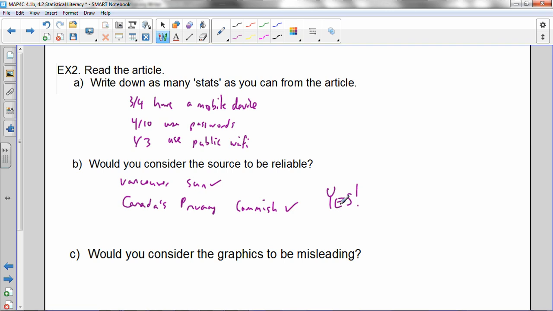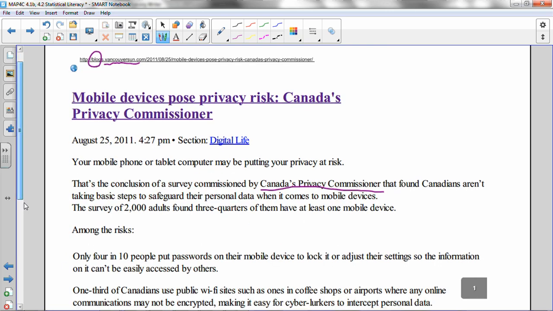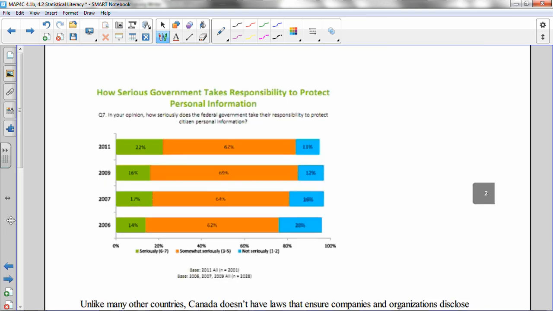Would you consider the graphics to be misleading? Let's have a look at the graphics here. Oh, there are the graphics. So are these misleading? How seriously government takes responsibility to protect personal information. And then green is people that said they take it seriously. Orange is somewhat seriously. And 11 is not seriously at all. And there's a scale along the bottom, so Mr. Restall, the math teacher's happy about that, and we can compare how it's changing from year to year. More people think the government is taking it seriously, it looks like.